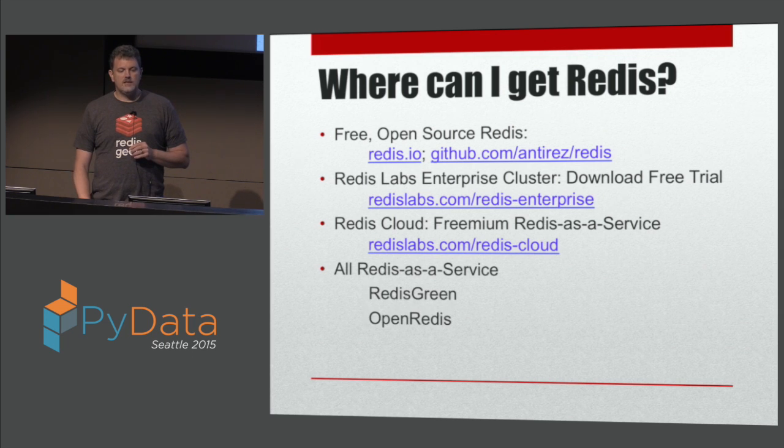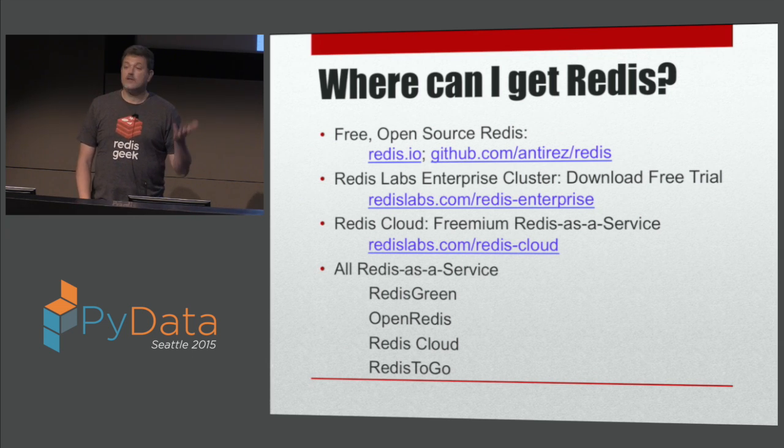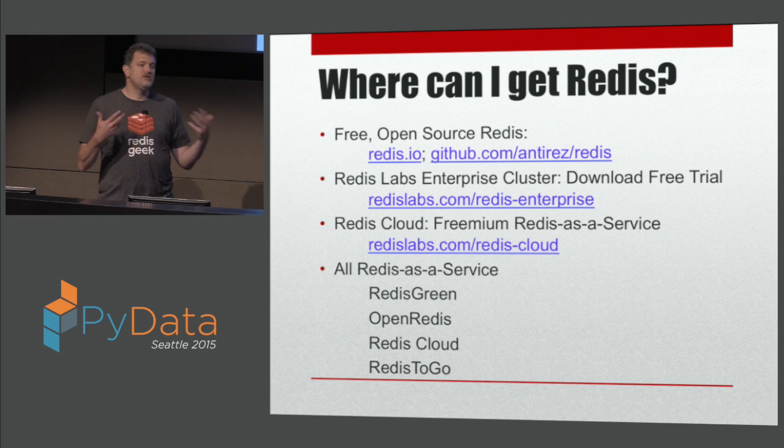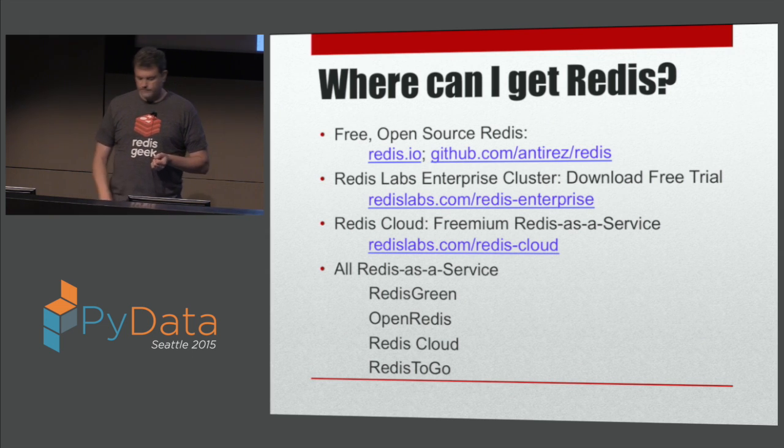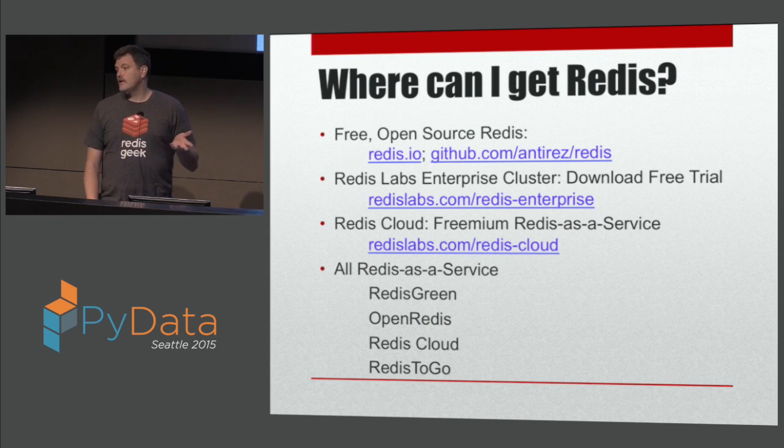And there's lots of other companies out there. So you can go to Redis Green, Open Redis, again, Redis Cloud, and Redis To Go. These are all different Redis as a service providers. Even Amazon ElastiCache is based on Redis, and Azure's cache is also based on Redis. So Redis is very, very popular.